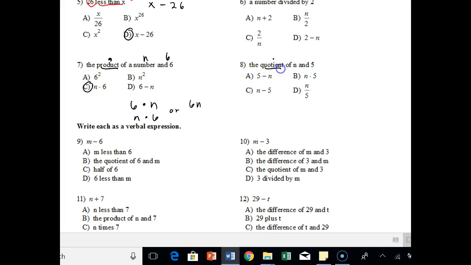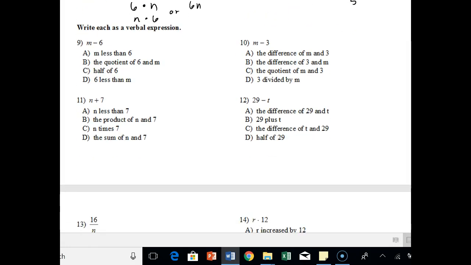The quotient obviously means division, right? Now notice you don't see a division sign, but a fraction, so n divided by 5 can also be written as n over 5. This also means division. And we know that the answer to a division problem is quotient, so hence why we're using division, so D. Right?